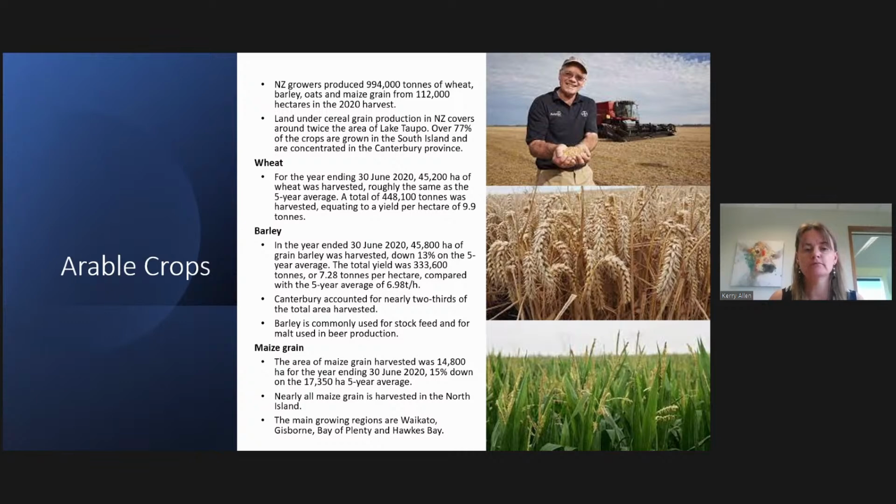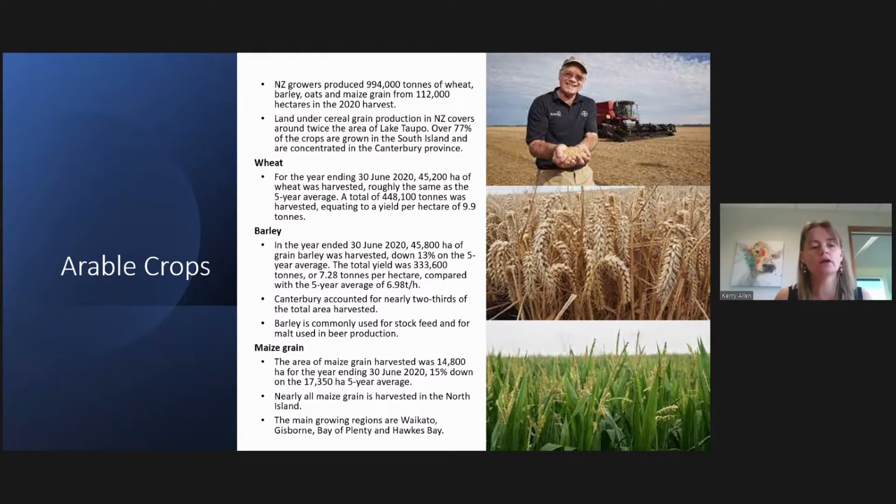Okay, so most of the maize grain is grown on the North Island, and that's because of our growing degree days and getting our crops to maturity. But wheat and barley are grown in the Canterbury region extensively. But you can grow them other places as well. So as I said, for arable crops, about 77% of those are in the South Island, predominantly in Canterbury.